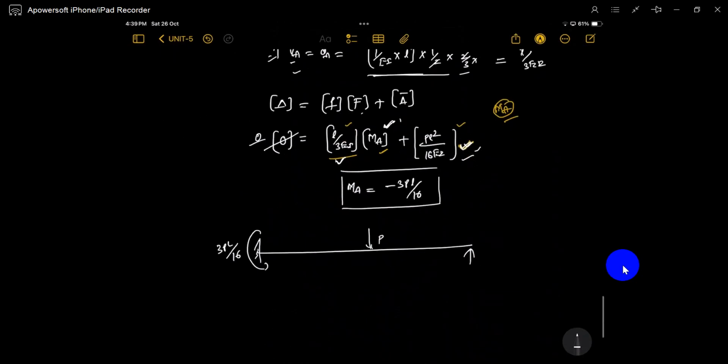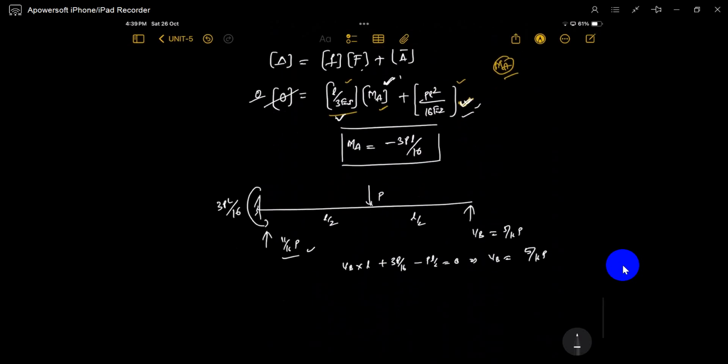Once you got 3PL by 16, you get the remaining by equilibrium equations. What is VB? VB multiplied with L plus 3PL by 16 minus PL by 2 equal to 0. VB is 5P by 16. That's it. Understood?